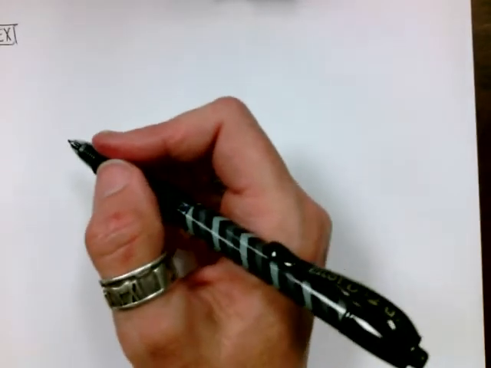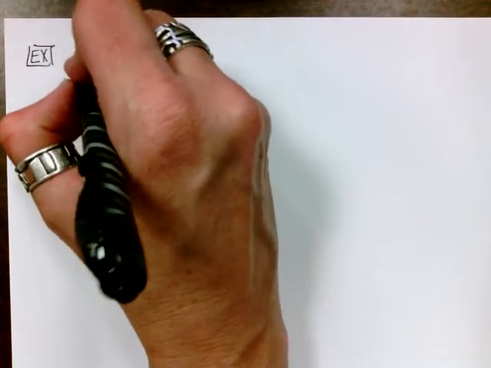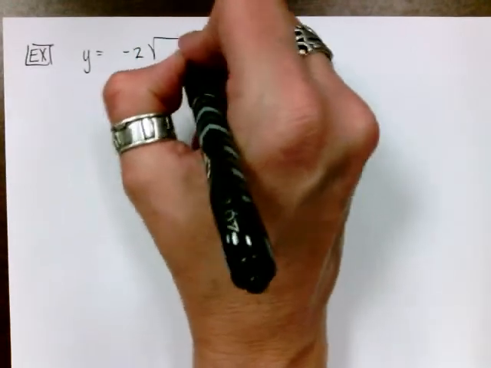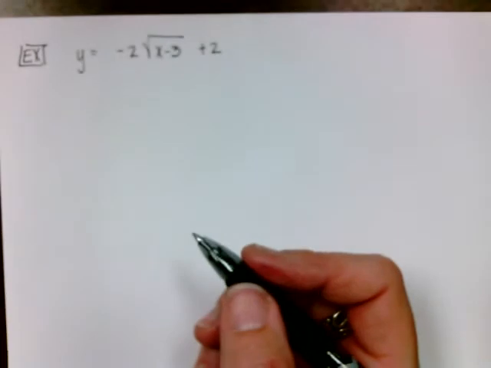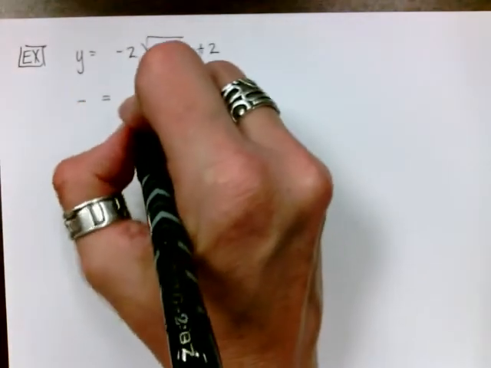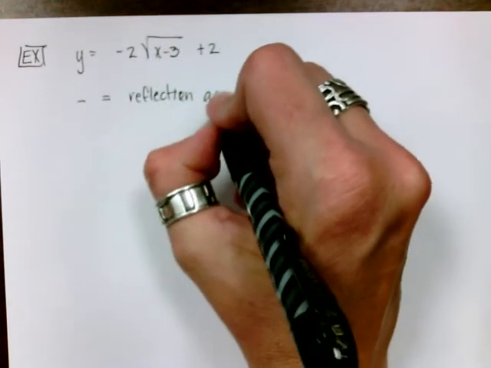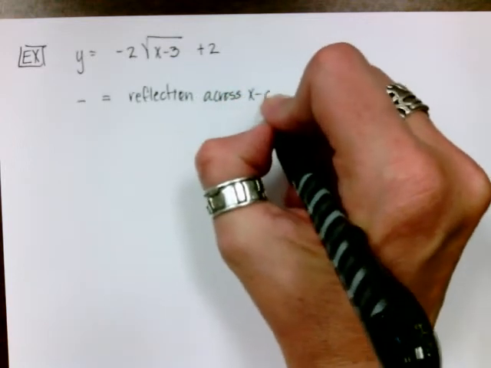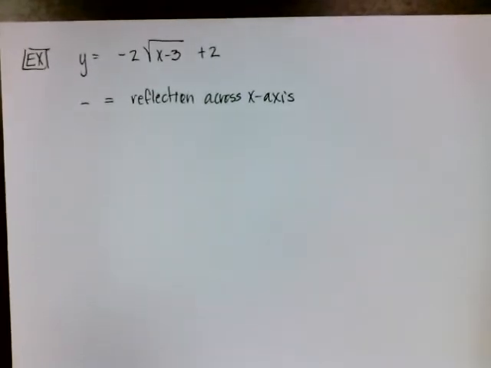All right, my next example, same direction. I want to describe the transformations, and then talk about its domain and range. So it's going to be y is equal to a -2 square root of x minus 3, outside the radical is plus 2. Again, I'm going to start on the left. The negative means that it is a reflection across the x-axis. You always have to tell me which axis because we could have a reflection across the y.